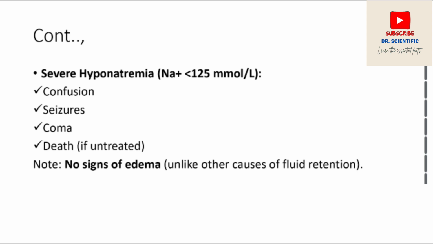So we have severe hyponatremia, that is more than 125. Then we have confusion, seizures, coma, and death. Then these seizures, I can explain briefly on these seizures.